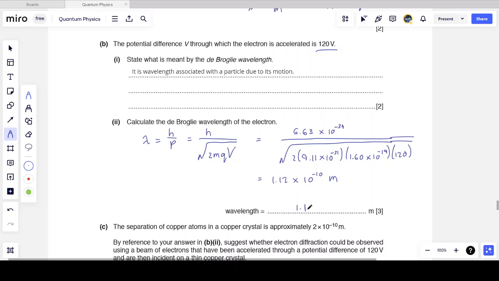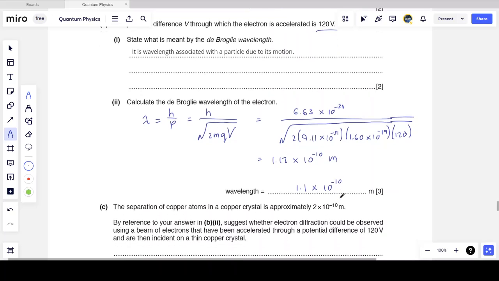What are two significant figures? 1.1 times 10 to the minus 10 meters. So I can find the de Broglie wavelength because I was given an expression where the mass, charge, and voltage were all known.